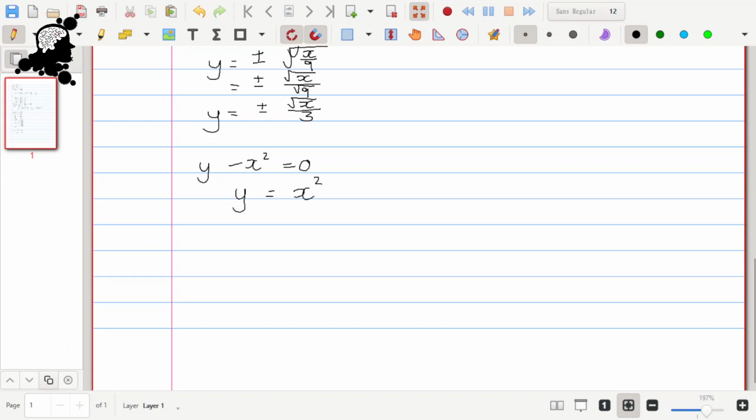The next step is I need to swap x and y. So x is equal to y squared. Lastly, because I'm looking for y, I need to find the square root on both sides. y is going to give me, as we saw in the previous example, plus or minus. Whenever there's a square root, do not forget the plus or minus. So the inverse of this function, y is equal to plus or minus the square root of x. Wonderful. We are done. Life is great.